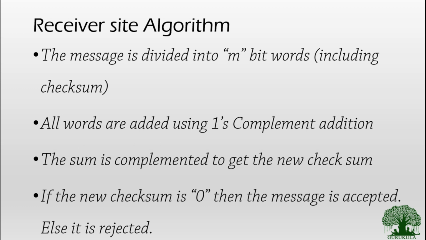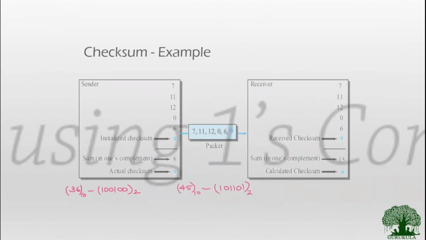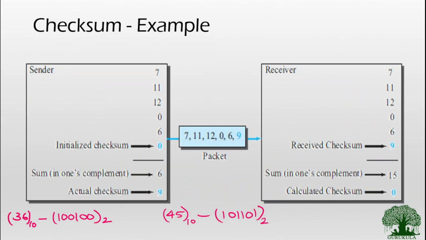Now, we will take a numerical example so as to understand the process of this checksum in a very detailed way. Solving this particular problem will help us understand the in-depth steps happening at the transmitter side and then the receiver side. So, let us assume that the data which I want to transmit is 7, 11, 12, 0 and then 6. Let us assume that this is the message which I want to transmit from the sender side to the receiver side.